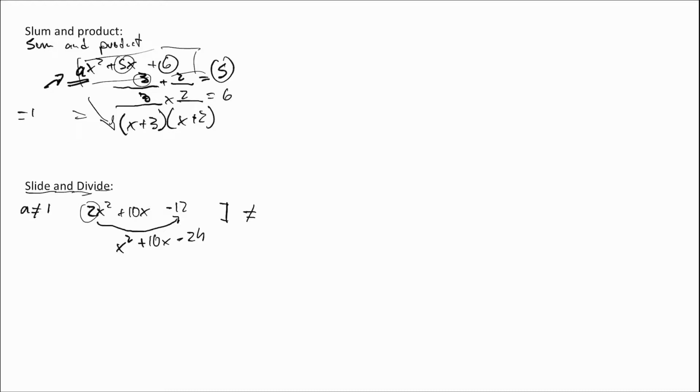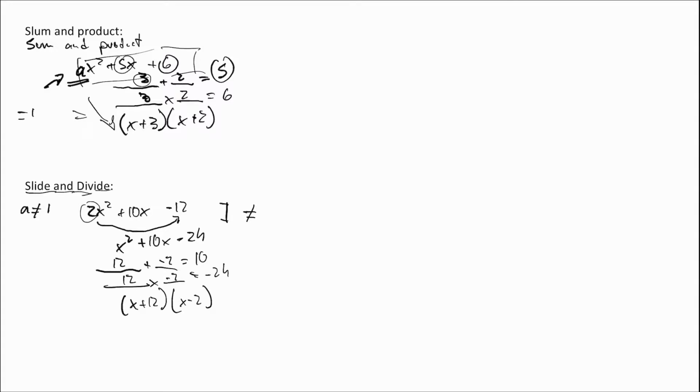That's not a true statement. But when you're using slide and divide, you can use this as a step so that you can get your correct factored form. So now I can use sum and product. What plus what equals 10, and then that same number multiplied equals negative 24? So my answer here will be 12 and negative 2, so that will get me x plus 12, x minus 2.